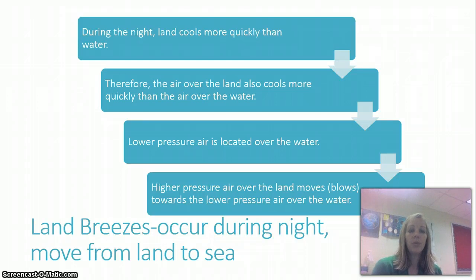The water did not cool off very fast. The land cooled off very quickly. So what happens then is the air over the land will cool off more quickly and the air over the water stays warmer during the night. So now we have the lower pressure over the water instead of over the land. That is why higher pressure over the land is going to move to the lower pressure over the water.